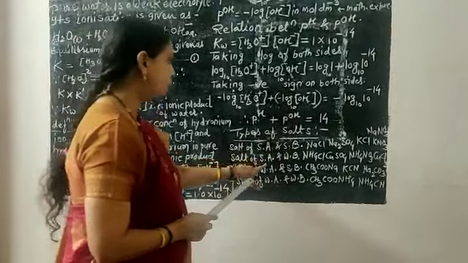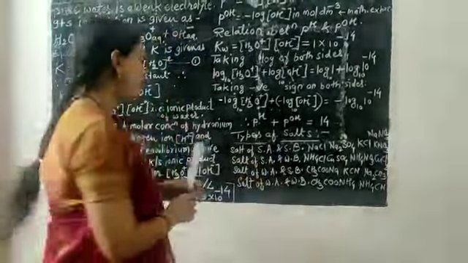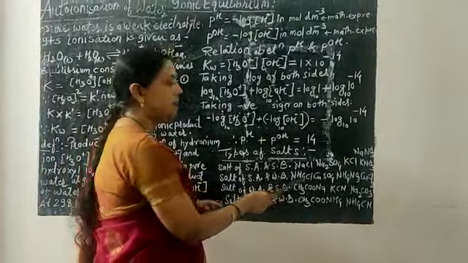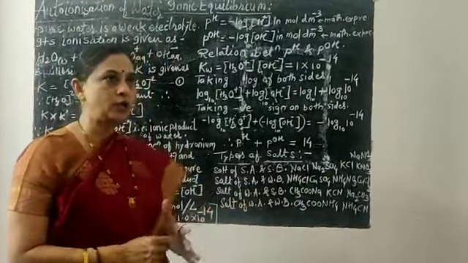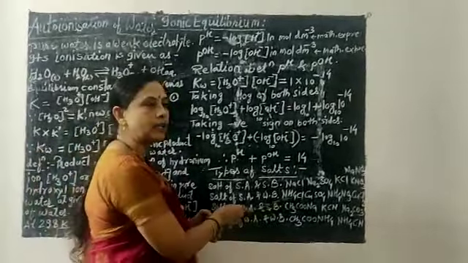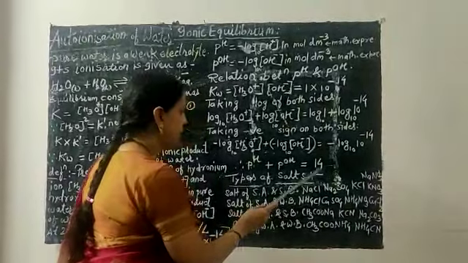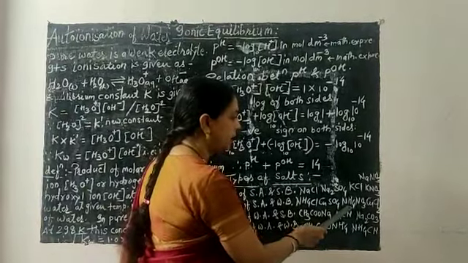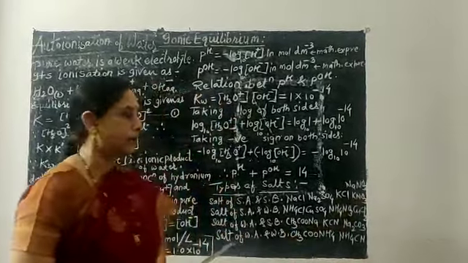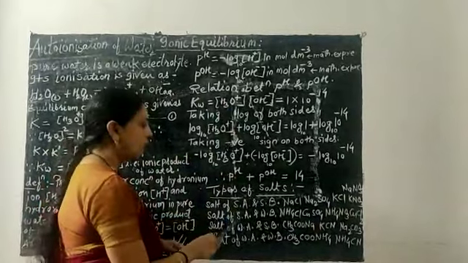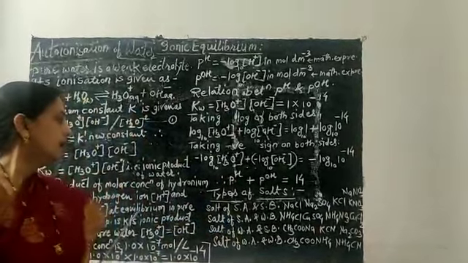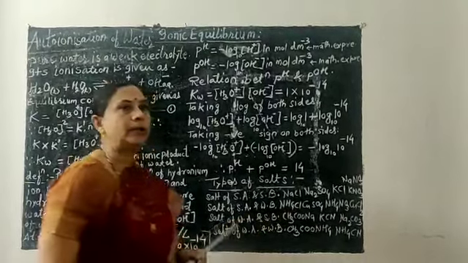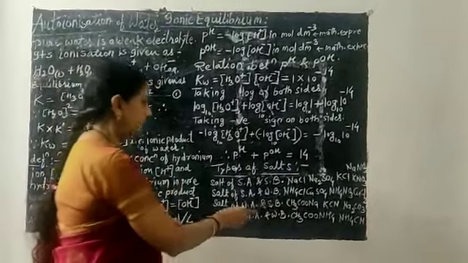Similarly, salt of strong acid and weak base means when strong acid just like HCl and weak base ammonium hydroxide combine together, it will produce a salt like NH4Cl, ammonium chloride. So these are the other examples: CuSO4, NH4NO3, ammonium nitrate, CuCl2, and so on. Means a salt of strong acid and weak base is formed by the combination of the strong acid and weak base.